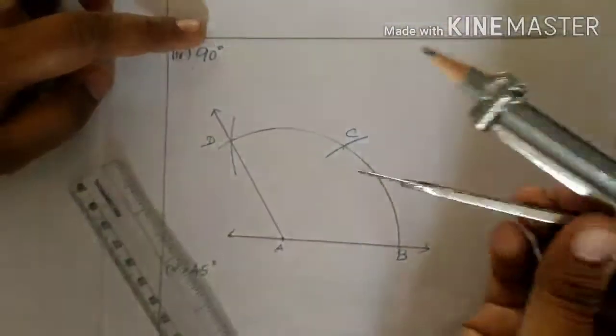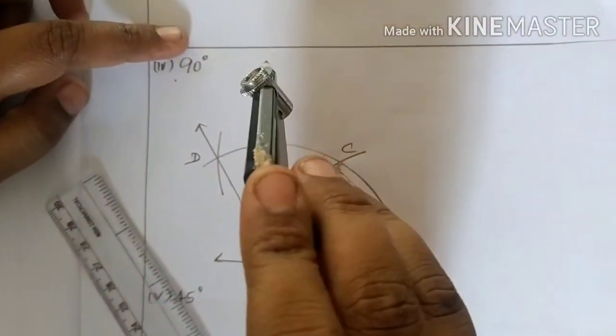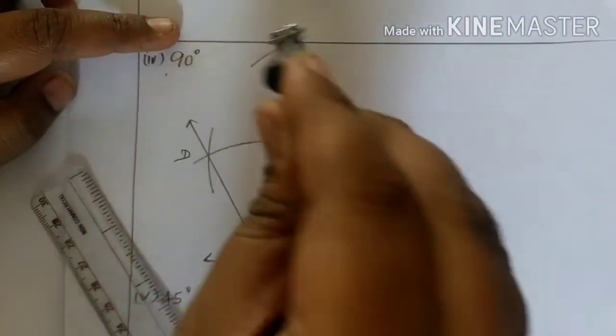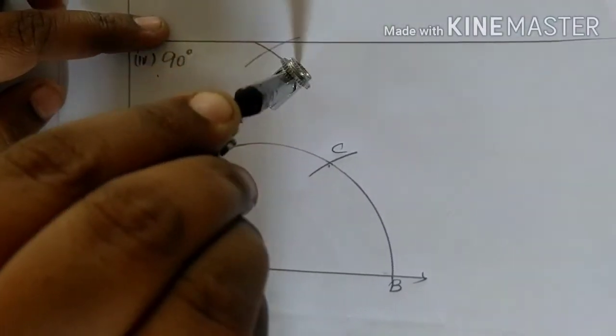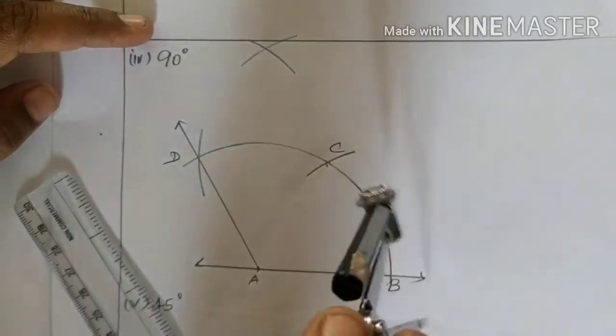So nothing, children, with the same measurement, keep the compass in C, draw the arc with the C, and then keep the compass in D, draw the arc. Like the 30 degree we have done with the B and C.